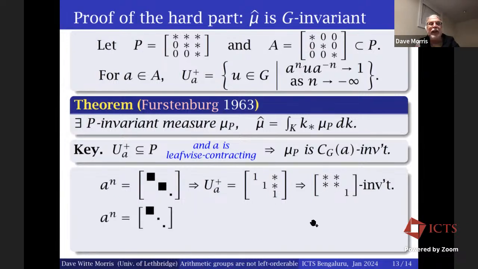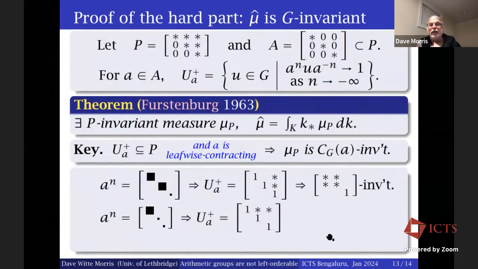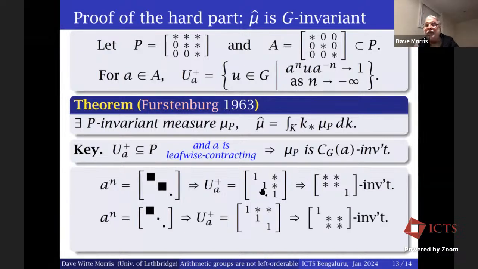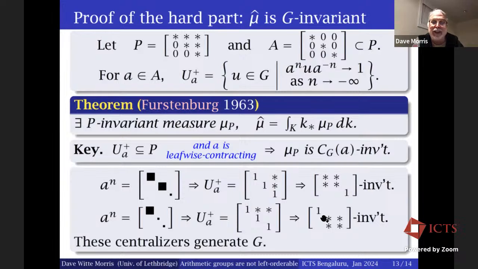And on the other hand, we can let A to n be opposite, take one big thing and two small things. Then instead of the expanding horospherical being a column, there'll be a row. So that again is contained in P. So mu P is invariant under the centralizer, which is this bottom part here. Well, these centralizers generate all of G.